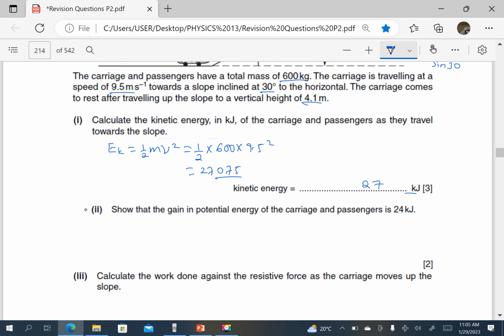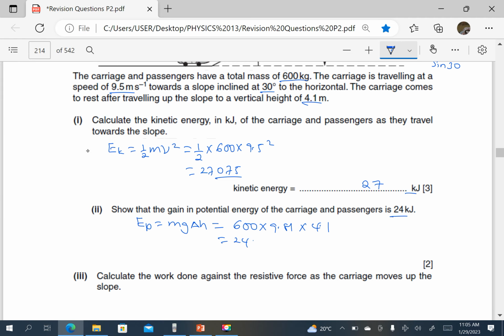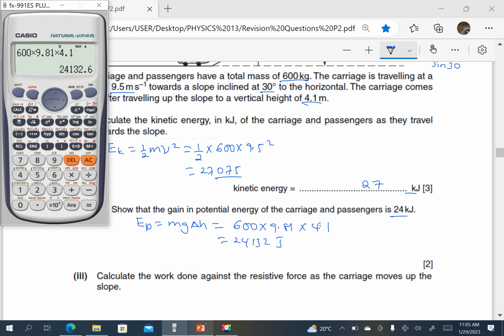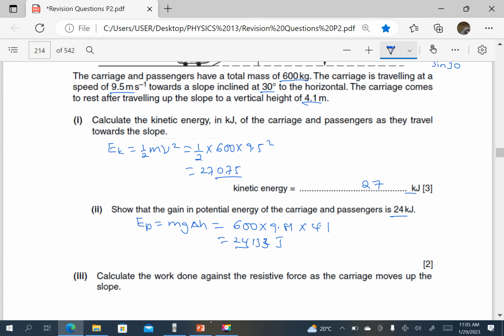Then show that the gain in potential energy of the carriage and the passenger is 24 kilojoules. So potential energy, we know, is mgh. So this is going to be 600 for the mass times 9.81. Then h is 4.1. We check the calculator. 600 times 9.81 times 4.1. So that is 24,132.6 or 133 joules, which is approximately 24 kilojoules.